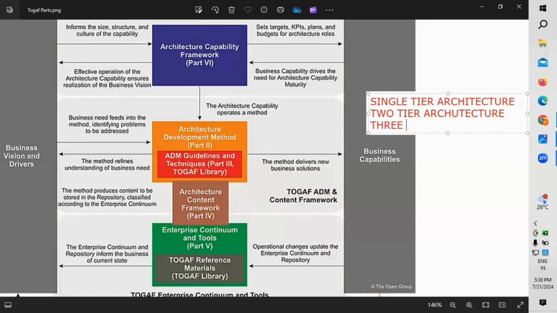Next, three-tier architecture, cloud architecture. There are a lot more.